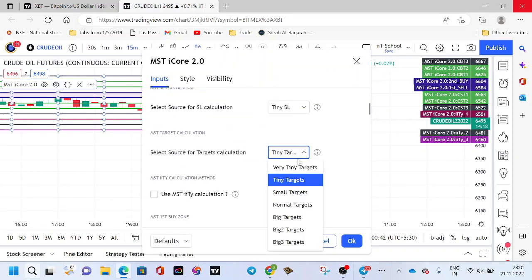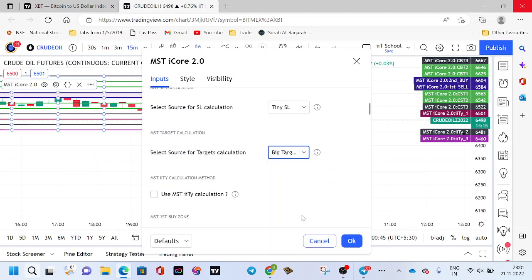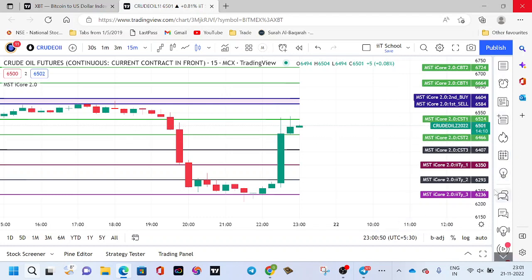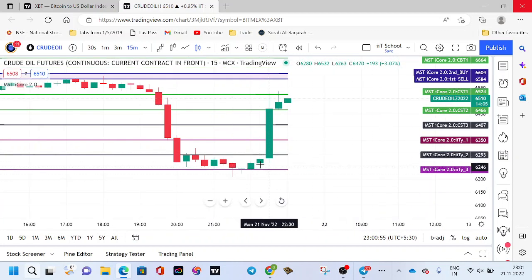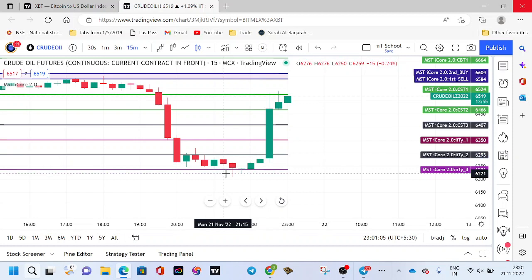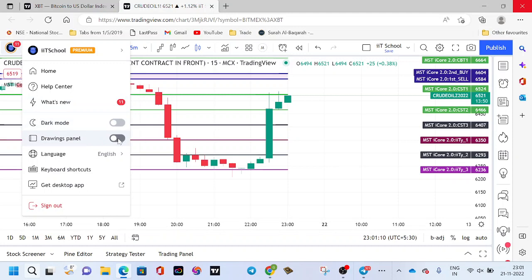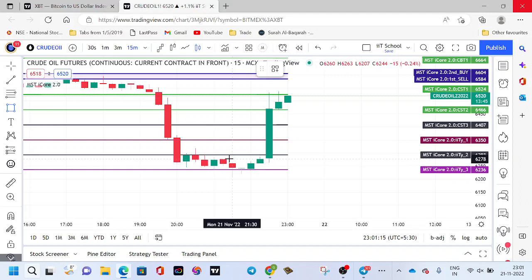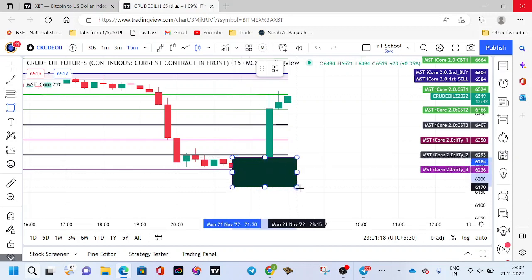So instead of keeping tiny, I can keep big targets. See here, in big targets, all 6 targets have been hit, and perfectly from here it has taken the support. Here none of the candles has closed below this level, and here we have got a perfect R3C level. You all know what a perfect R3C is. I have explained it very clearly in our video.